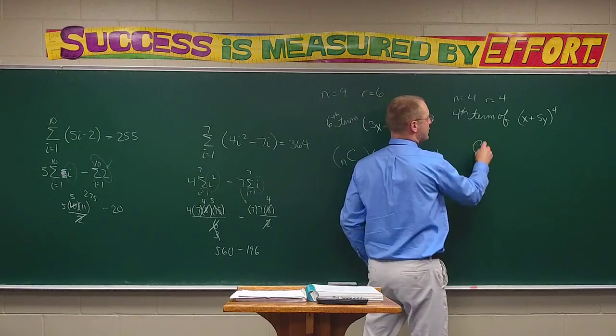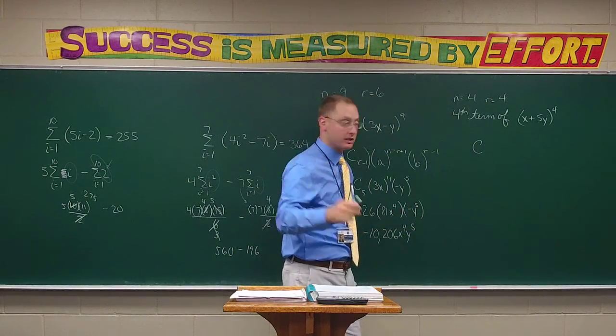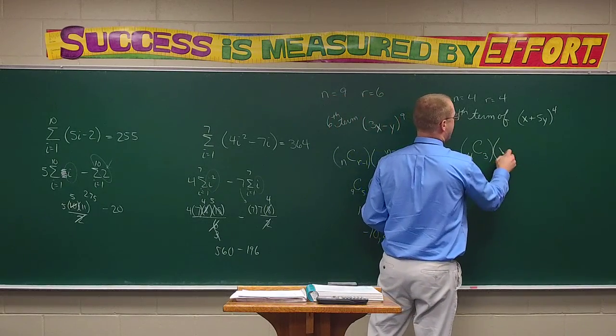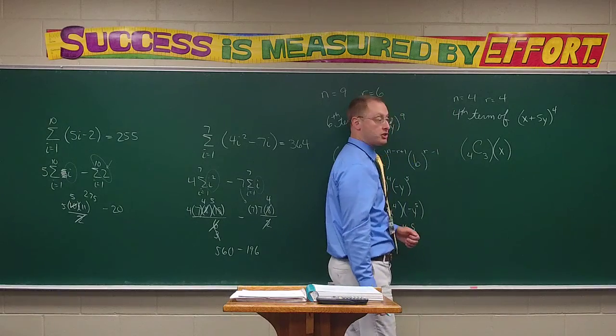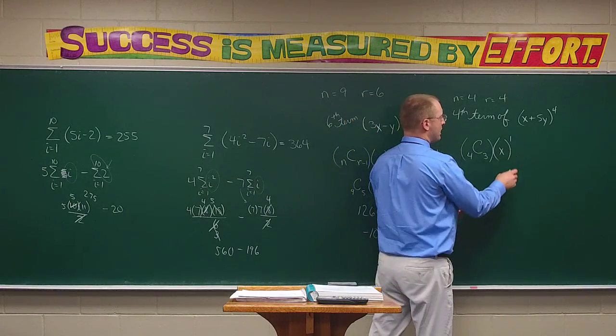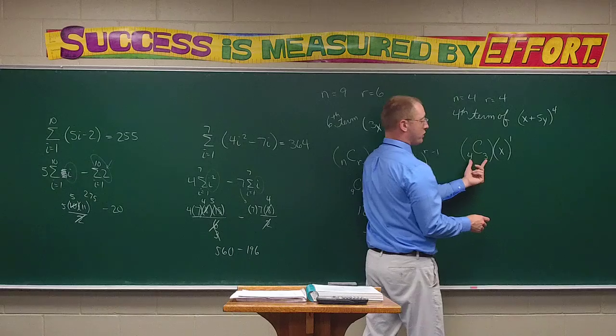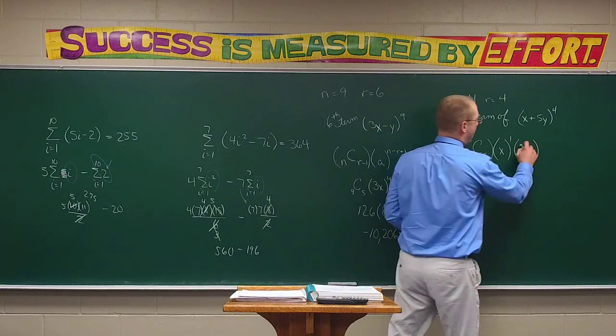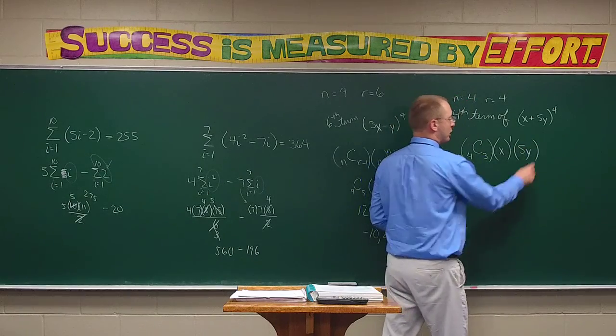So for our combination, we're going to do a combination of, Brandon, 4 take 3. And our a, of course, is just an x. We're going to raise that, class, to the 1st power. n minus r is 0, plus 1 is 1, or subtract the numbers. And then the b here, class, is 5y. We're going to raise that to the 3rd power.